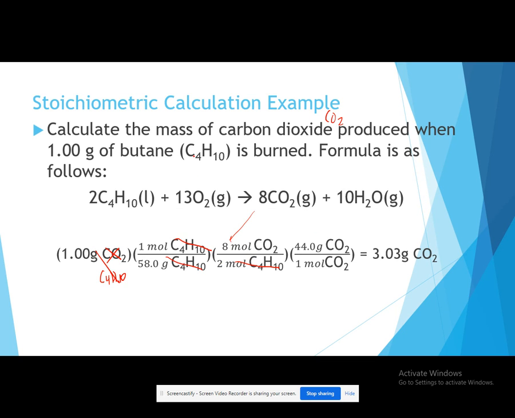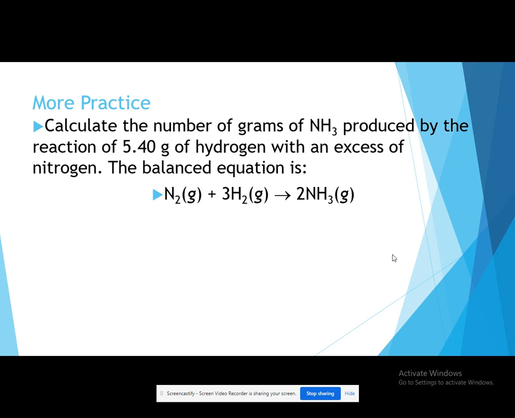Now I'm still trying to get to mass of carbon dioxide. Just like the last chapter, from moles to mass, you use molar mass. So I cancel moles of CO2, I find the molar mass of CO2, and then I'm left with the unit that I want. So I just go ahead and plug in and solve. 1 divided by 58 times 8 divided by 2 times 44 gets me 3.03 grams of CO2. So let me work out this next problem, and then we'll have you try one on your own.